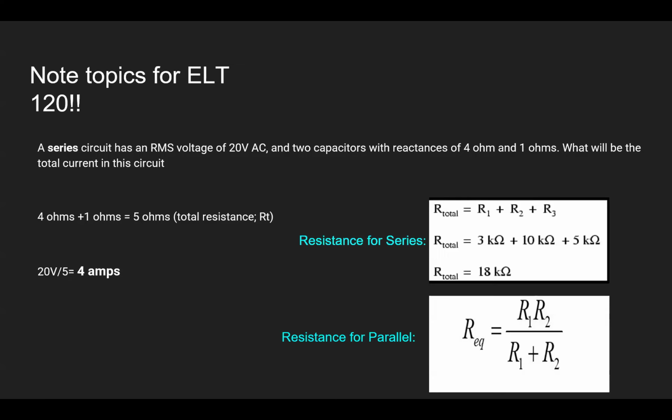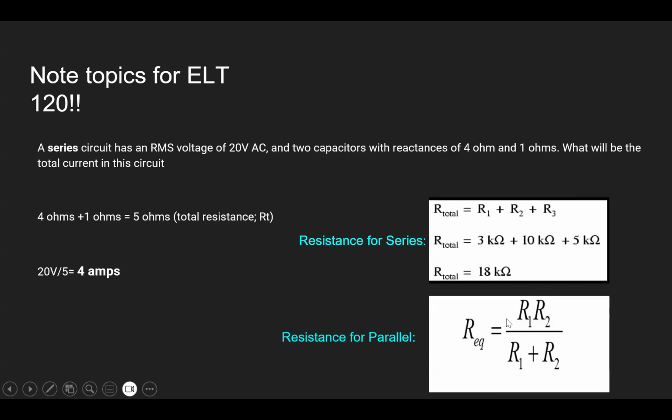So just a recap on topics from ELT 120. If you remember in ELT 120, we learned that for series resistors, we could calculate resistance by just summing up all of the resistor values. So as a reminder, R1 plus R2 plus R3, let's say there were 3 resistors, 3, 10, and 5. We just add all of those together. The sum is the total resistance.